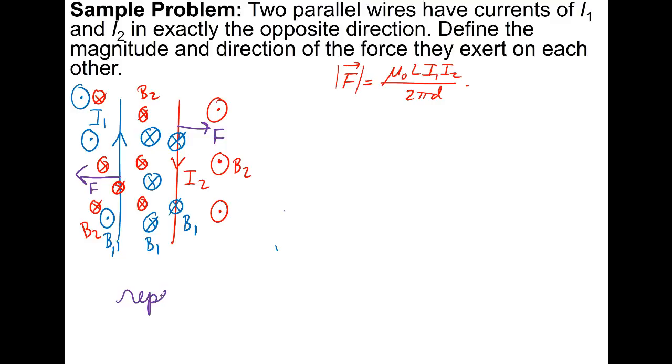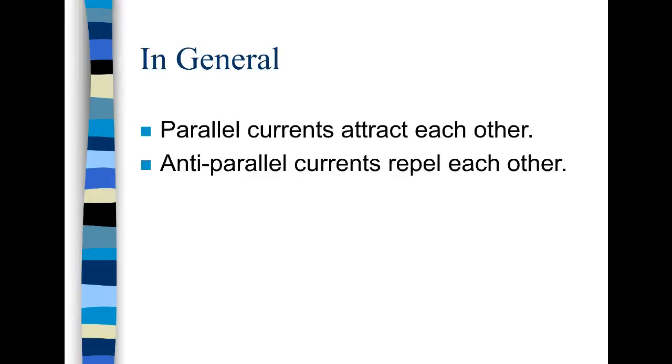And this means that opposite direction wires will actually repel each other. The forces will be pushing away. So there's the summary. Parallel currents will attract each other, and anti-parallel currents will repel.